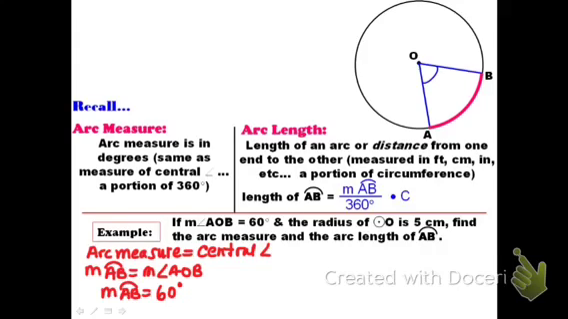Now that is not going to be the arc length. The arc length is going to be something very different. Instead of being the number of degrees, the arc length is physically how long is it if you had to walk along that piece of the circle from point A to point B. So let's look at how to do that one now.